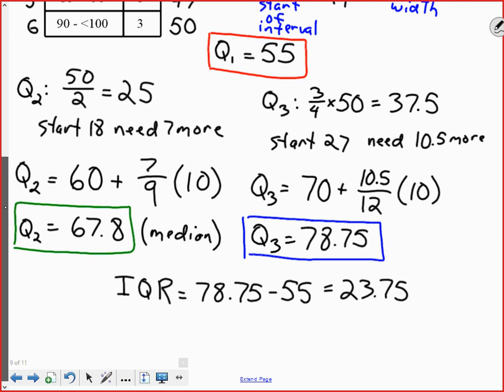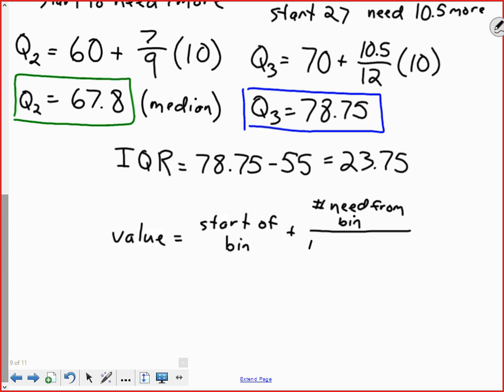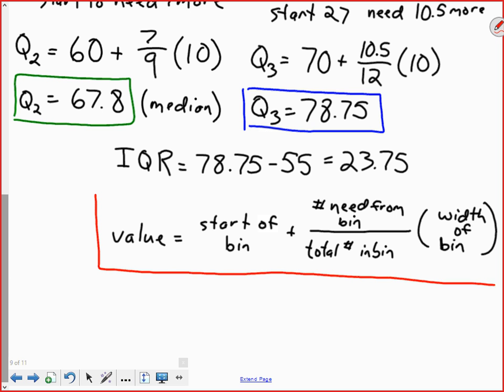So the general formula that we're kind of using on these is that the value that we're trying to calculate, whether it's Q1, Q2, or Q3, is the start of whatever bin it's in, plus the number needed from that bin, divided by the total number in that bin, times the width of the bin. And that's a general formula that you can use for any kinds of these questions.